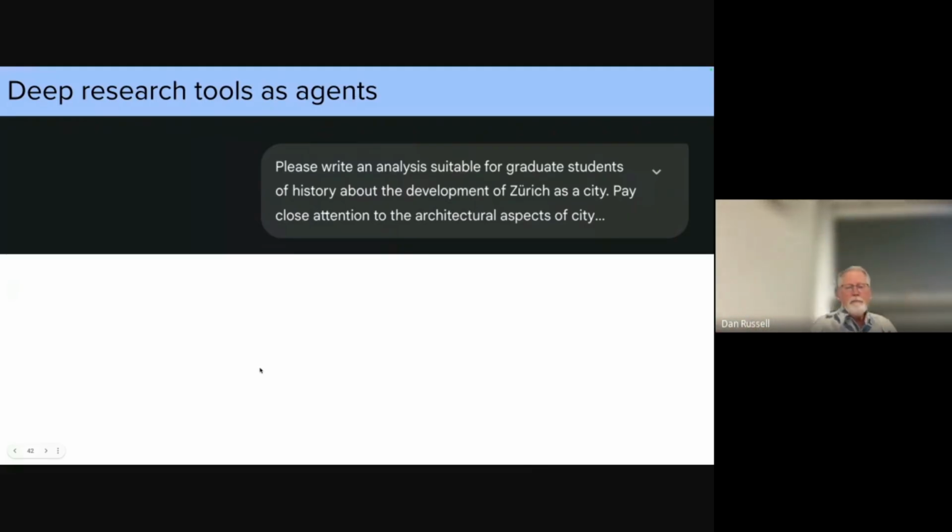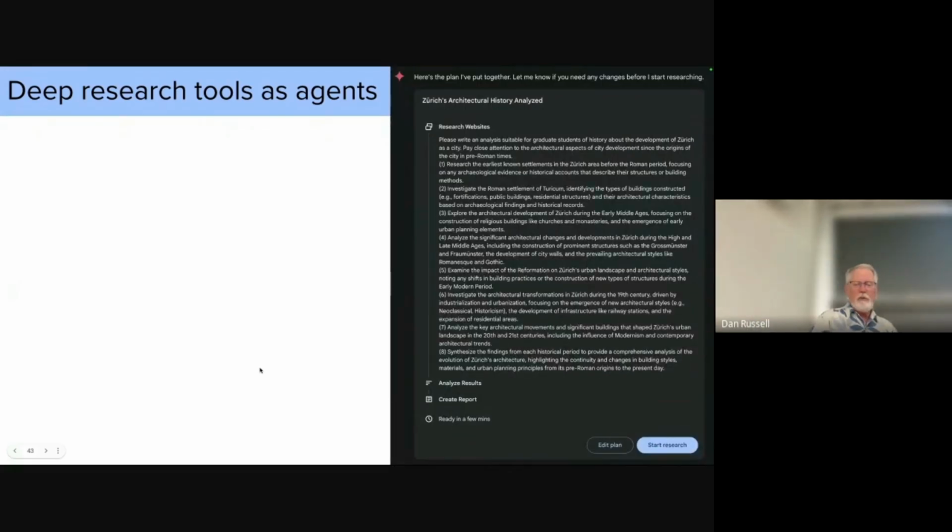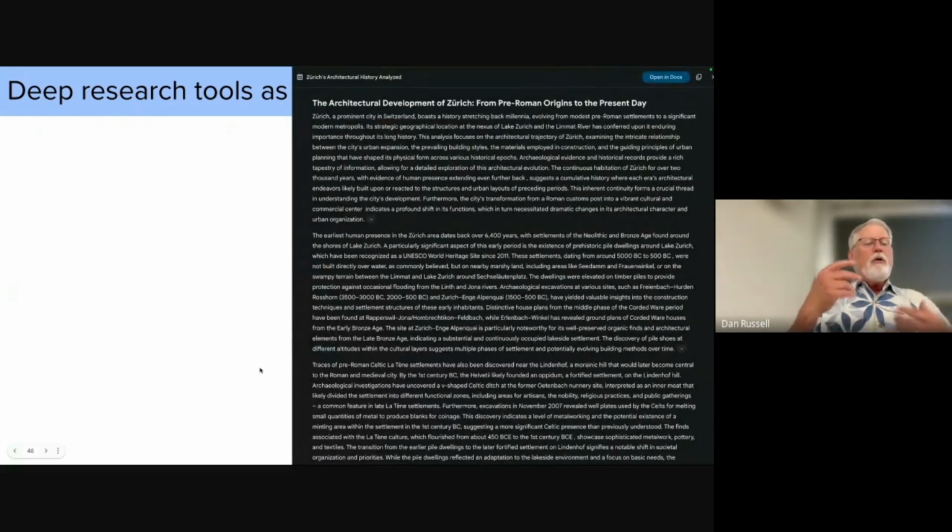So I did that here. I said, write a suitable analysis about the development of Zurich as a city. And I created this thing. So here's the plan. And it's basically saying it's going to go check these research websites. It's going to analyze the results and create the report. Fine. So it checked 134 websites. So this is a deep research intelligent agent. And it wrote me the report. And you might be forgiven for saying, oh, yes, we have intelligent agents. We're done. We now live in the era of deep research. Right.